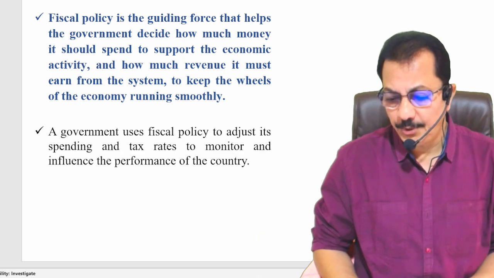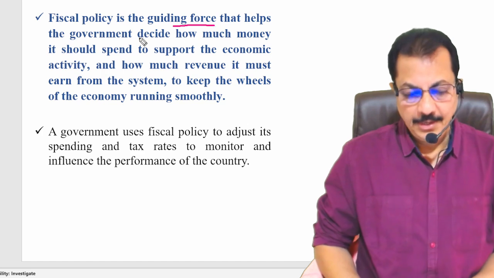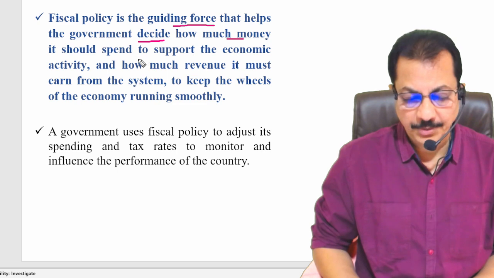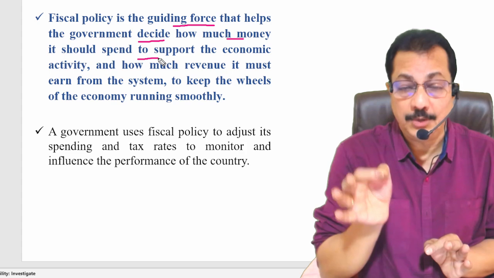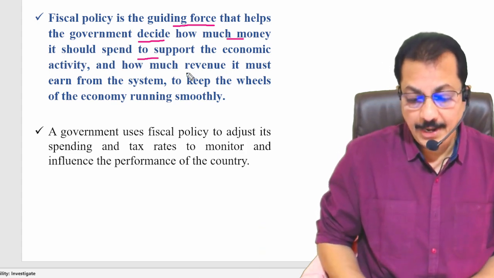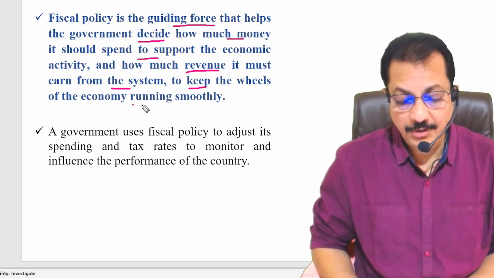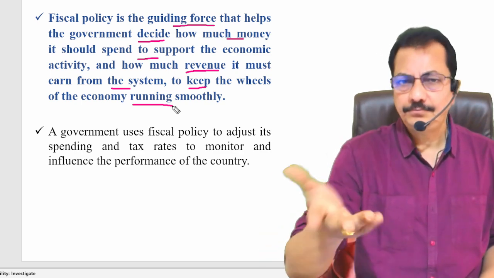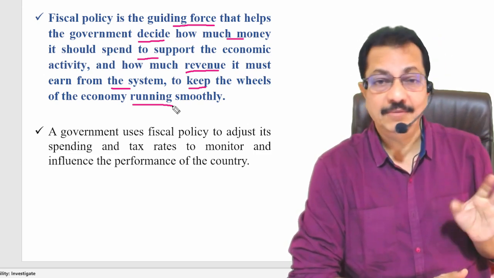If you look at the first point very closely, my dear friends, fiscal policy is the guiding force that helps the government decide how much money it should spend to support the economic activity. How much money the government is spending to support the economic activity, and how much revenue it must earn from the system, so that it keeps the wheels of the economy running smoothly. If the government is continuously spending, no smooth functioning, right? If the government is continuously earning, there will not be smooth running.